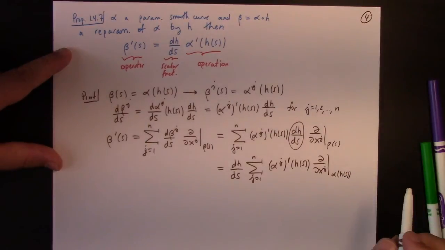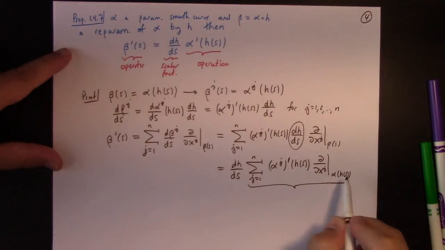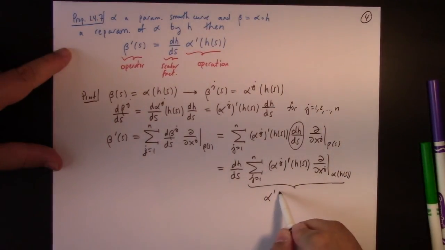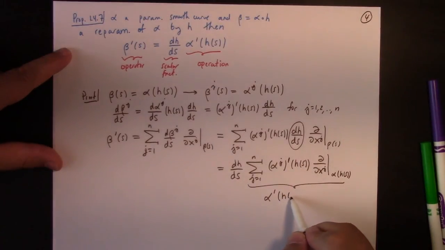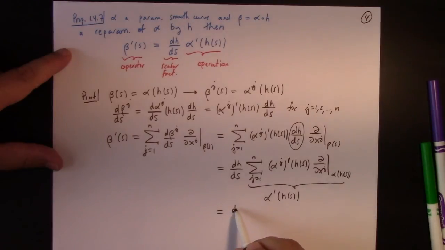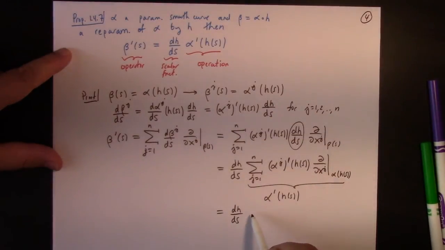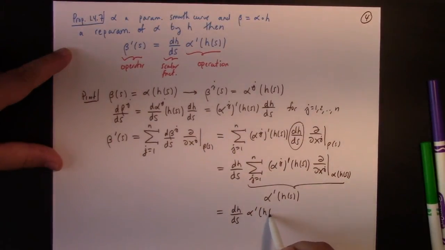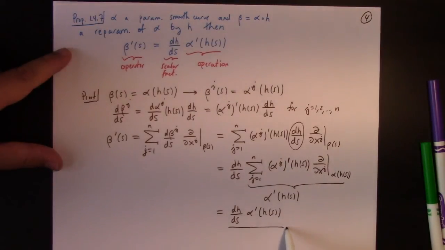All right. But look at that. What is that? Well, that's nothing more than alpha prime at the point h of s. Just exactly that. So there you go. We have dh ds alpha prime of h of s. And that is what we set out to prove.